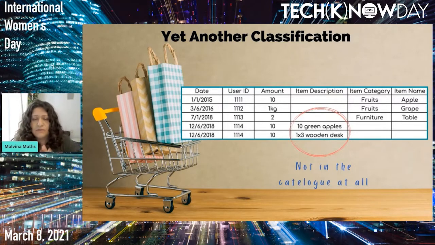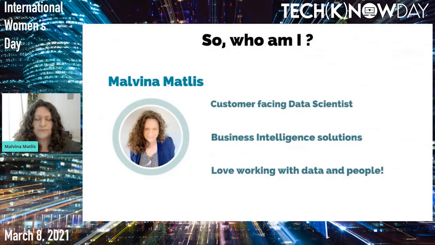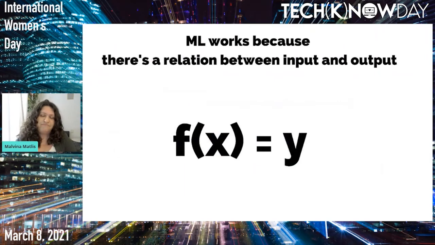In a nutshell, that's what data shifts are about: different causes that make the data look very different and very hard to model. And that's what I'm going to talk about today. My name is Malvina Matlis, most people call me Mel. I'm a data scientist, and I've been very fortunate for the past 15 years to be working with people and modeling data for various domains, helping people get the best of their data and their business. Let's get going.